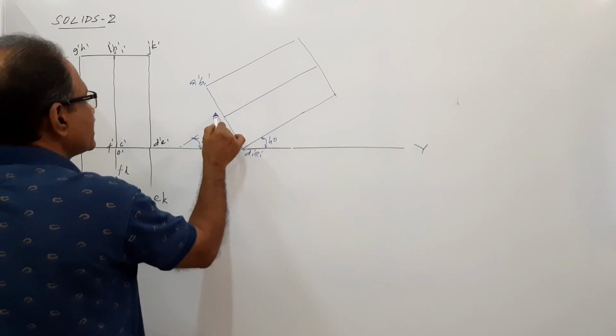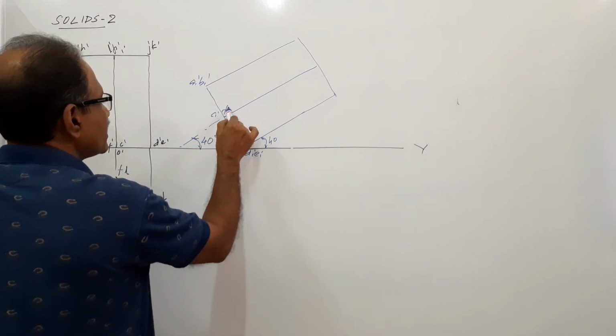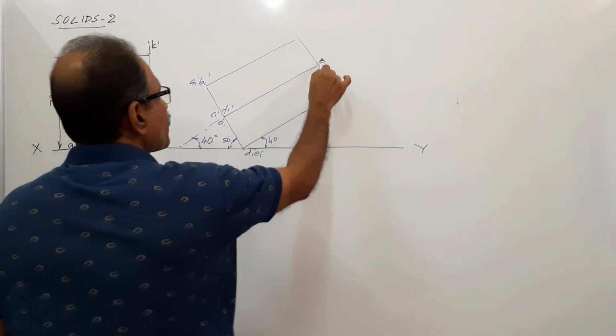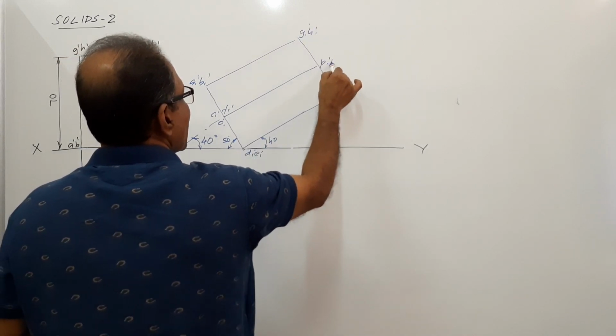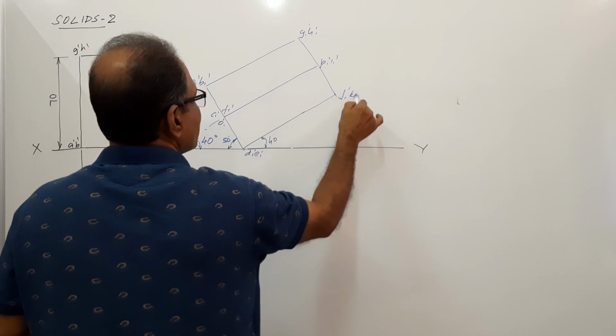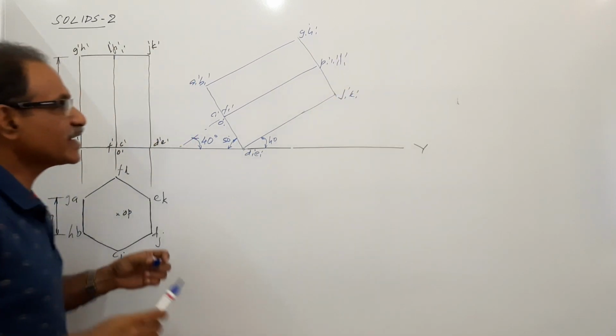A1 dash, B1 dash, C1 dash, D1 dash, E1 dash, F1 dash, O1 dash, P1 dash, G1 dash, H1 dash, I1 dash, J1 dash, K1 dash, L1 dash. You have redrawn that elevation.